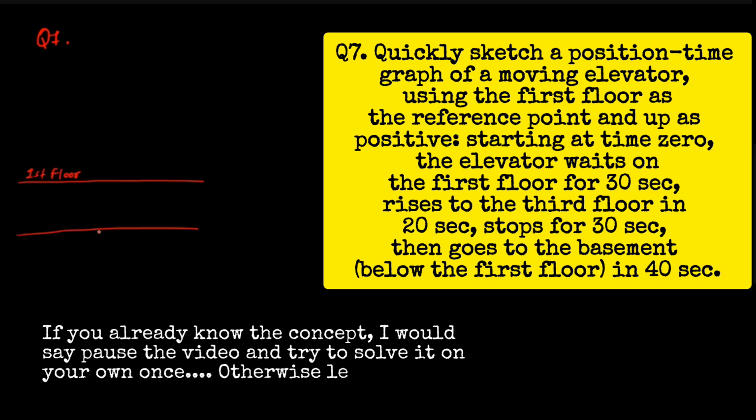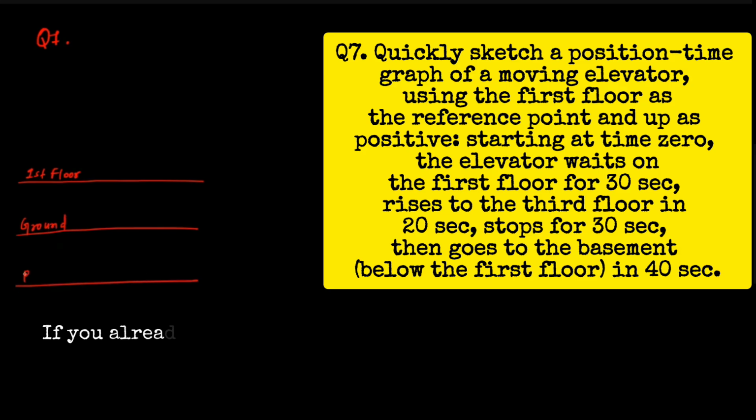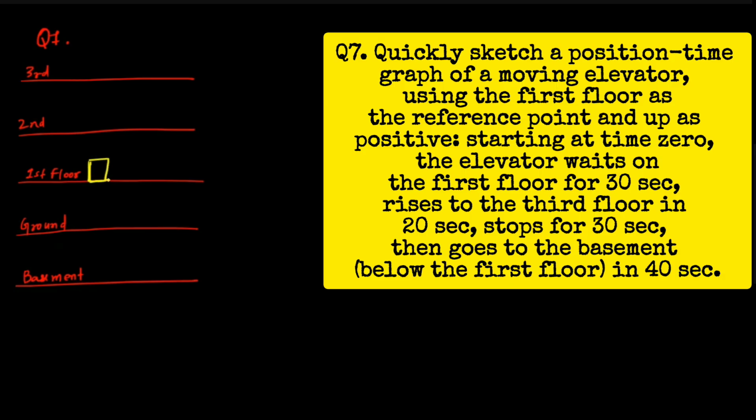And below the first floor, it should be ground floor. And then it should be basement. Above it should be second floor, and above it should be third floor. So initially, the lift was supposed to be at first floor. Let me assume this is the lift.